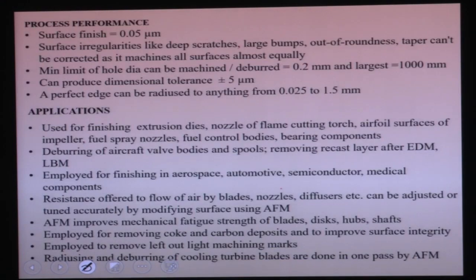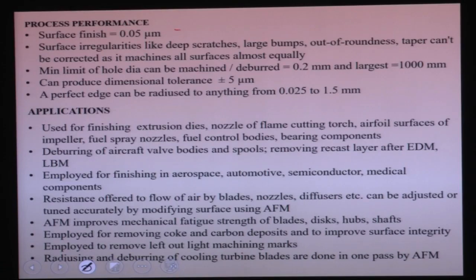So what is the process performance? Nanometer level surface finish can be achieved, up to 50 nanometer surface roughness. Surface irregularities like deep scratches, large bumps, out-of-roundness and taper cannot be corrected by this process, because here polishing is done uniformly everywhere. That's why the out-of-roundness of the part can be corrected properly by this AFM process.